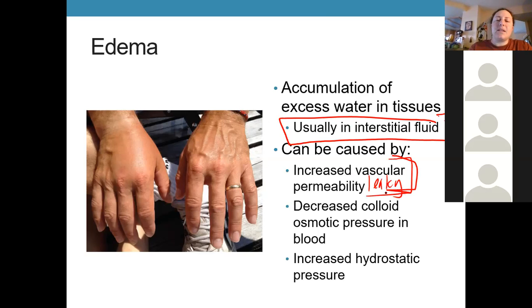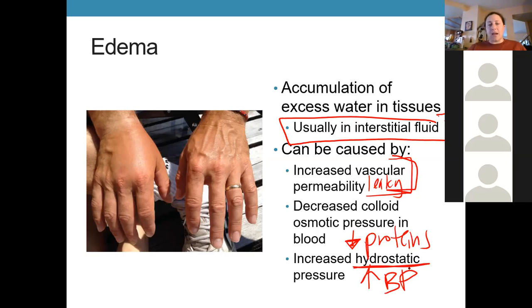So usually this is caused by increased vascular permeability, which means your blood vessels are a little too leaky. This can also be caused by a decrease in the colloid osmotic pressure in the blood. So what this means is when you have less proteins in the blood, there's not as much draw to hold the water in, so it'll leak out into the interstitial space. It can also be caused by an increase in the hydrostatic pressure. So an increase in your blood pressure can potentially cause fluid leakage as well.